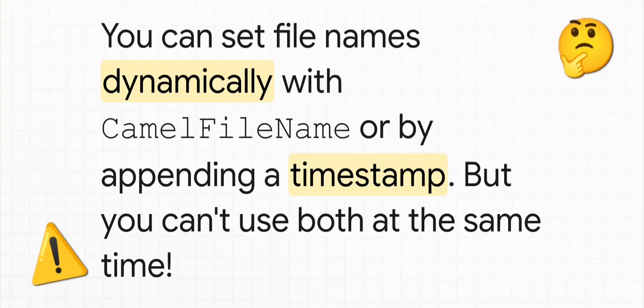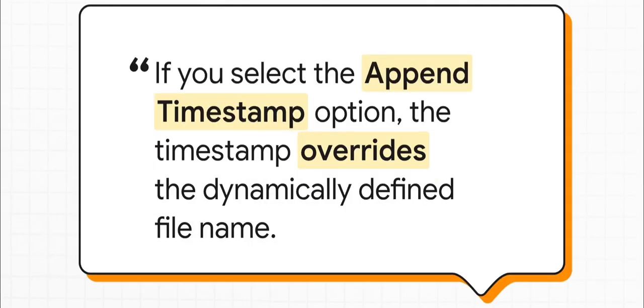So the adapter lets you set a file name dynamically using a message header. It's called camel file name. Or you can just check a little box to add a timestamp. Both are super useful. But what happens if you try to use them both at the same time? The documentation is crystal clear on this one. The append timestamp option always wins. So if you've gone to the trouble of carefully crafting a dynamic file name and a header, but you also check that timestamp box, poof, your dynamic name gets completely ignored. It's a simple rule, but man, it is an easy one to get burned by.